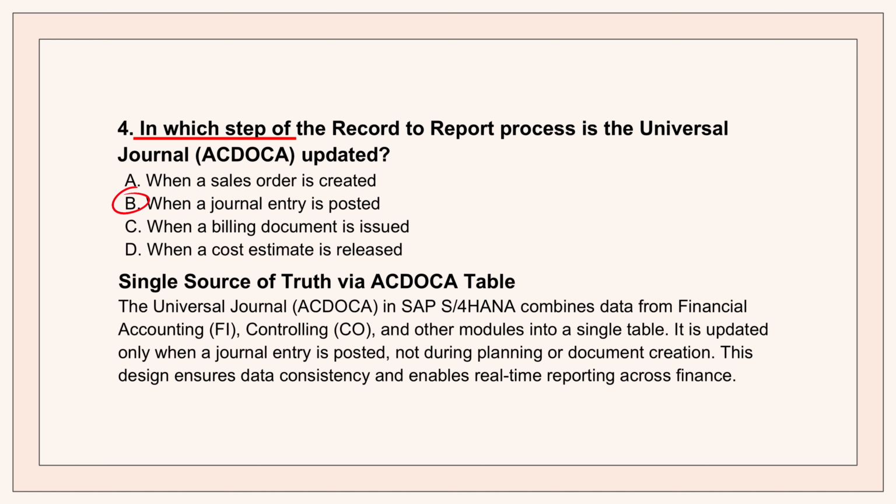And what's really revolutionary about ACDOCA is that it's the single central table for both financial accounting, FI, and controlling, CO, data in S/4HANA. Both together. Both together. So the second any financial transaction hits the books and a journal entry is created, boom, it's instantly in the Universal Journal. Real-time integration. It's a game changer. So it's not like waiting for some batch job later on. It's immediate. Single point of truth.